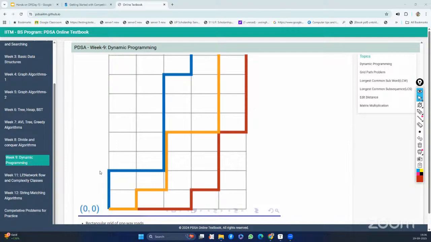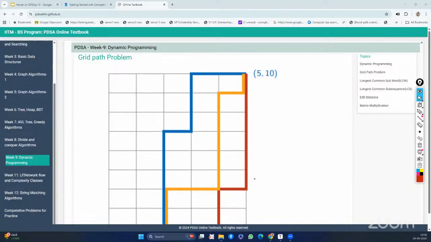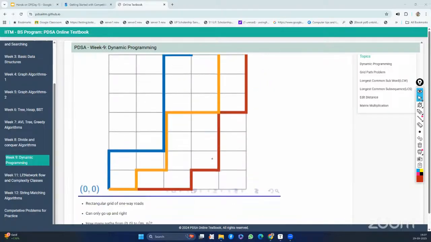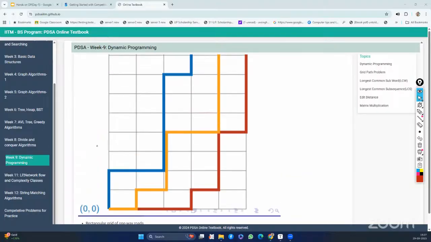Here there is a condition: you can only move up or right. You cannot move to the back side. So from any point you can only move right or up. What is the maximum number of paths possible for this? Now this looks like a very tough problem, but this is very straightforward. There is no other condition given, but later you can see another version of this problem also.